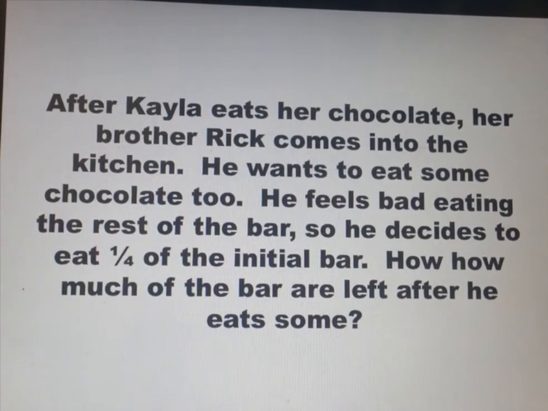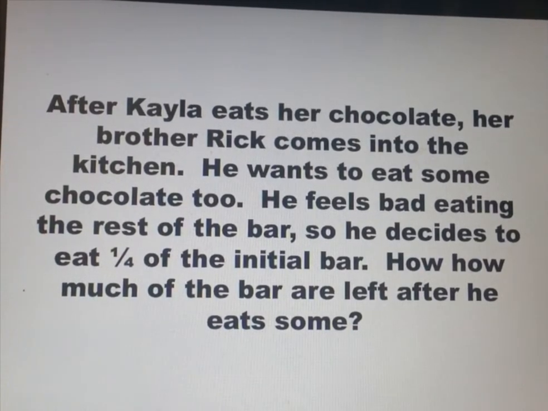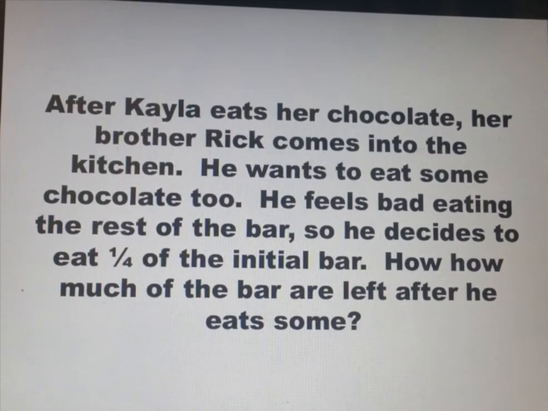After Kayla eats her chocolate, her brother Rick comes into the kitchen. He wants to eat some chocolate too. He feels bad eating the rest of the bar, so he decides to eat 1/4 of the initial bar. How much of the bar is left after he eats some?